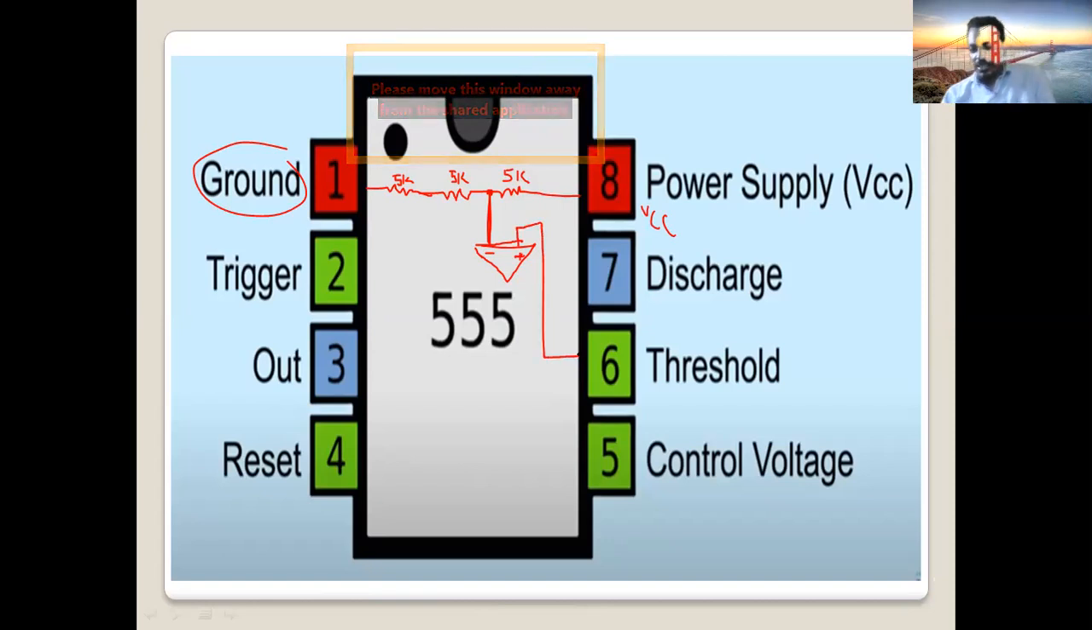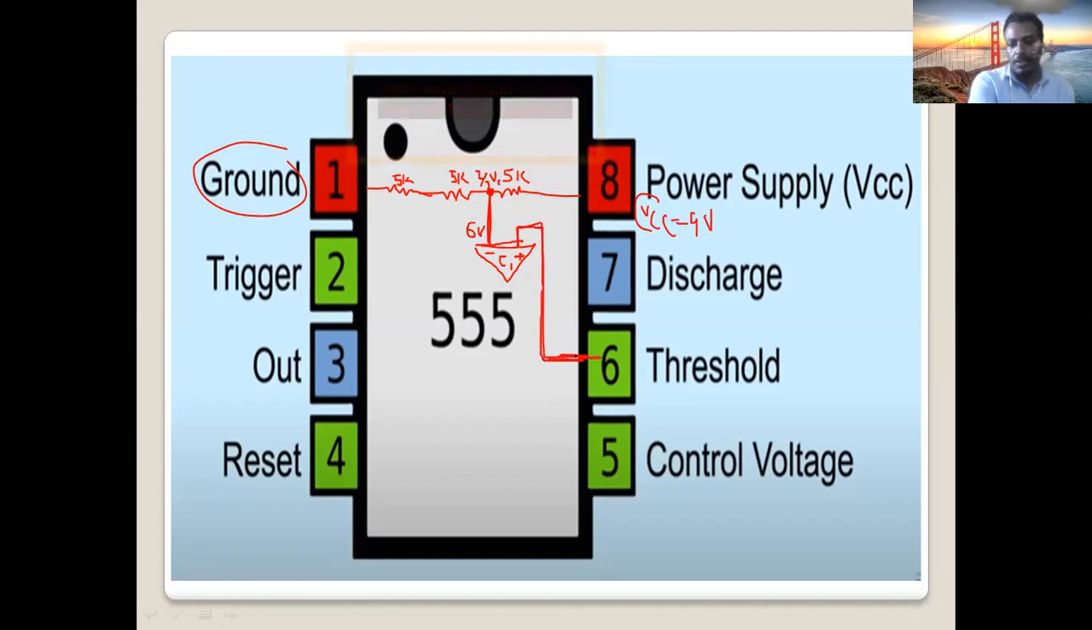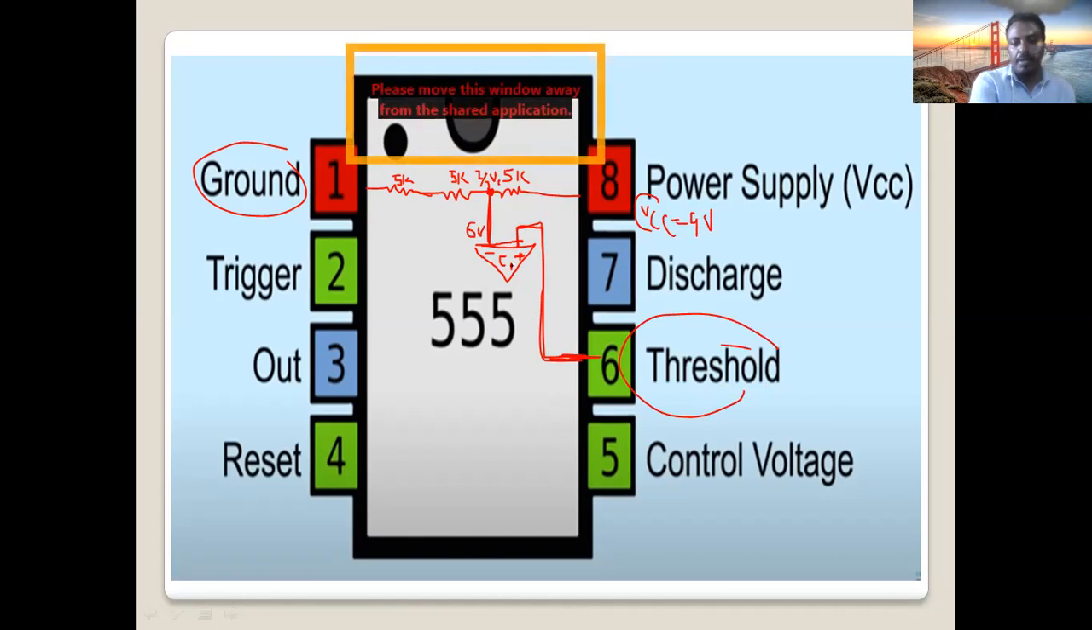So look here, the threshold input, this is our comparator C1. The negative part comes from the VCC. How much voltage? 2/3 of VCC. So if you apply 9 volt battery, 2/3 of that will be 6 volt to the negative terminal. What is the other input? The other input is the threshold input here. Whatever input you apply at this pin will be compared with 6 volt. So here we have our output for C1. How about C2? Another comparator, C2.